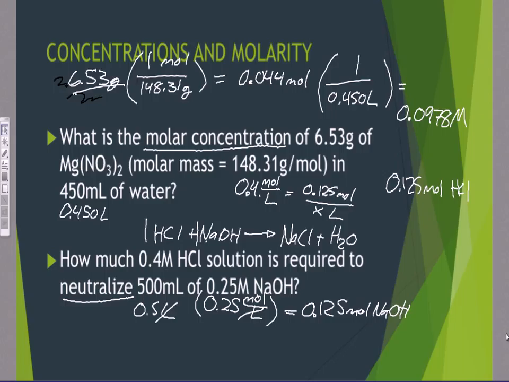So we are going to basically end up with 0.3125, and what are the units on that? Liters, right? Which should make sense because we're looking for a volume of the 0.4 molar HCl solution. So how many milliliters of the 0.4 molar HCl solution do we need? Right. We just figured out that we are going to need 0.3125 liters of it. So if we convert that to milliliters, we multiply by 1,000, and we end up with 312.5 milliliters.